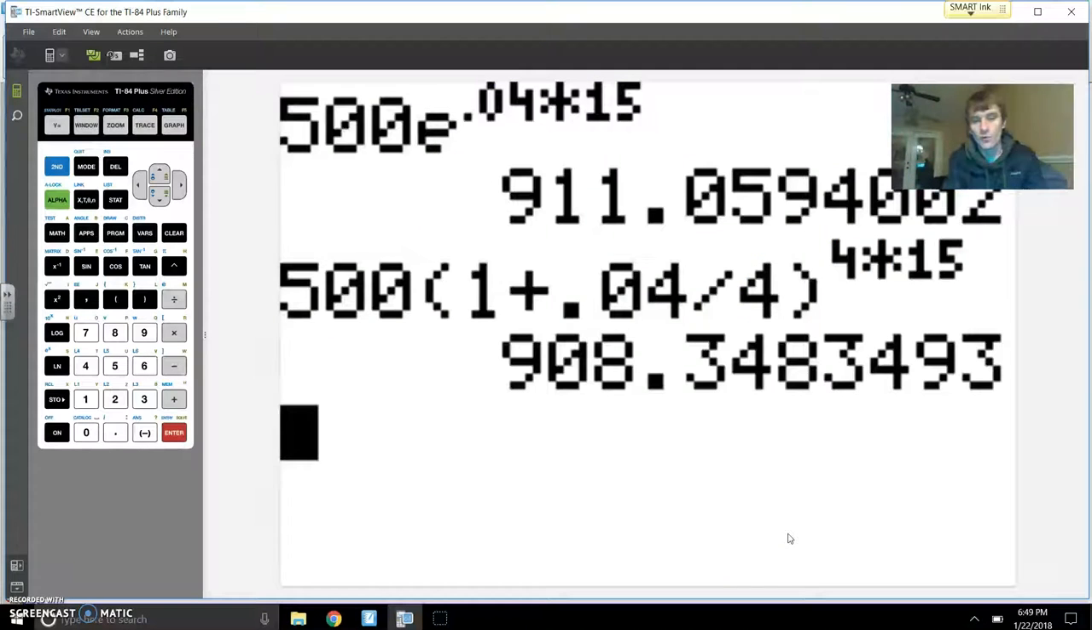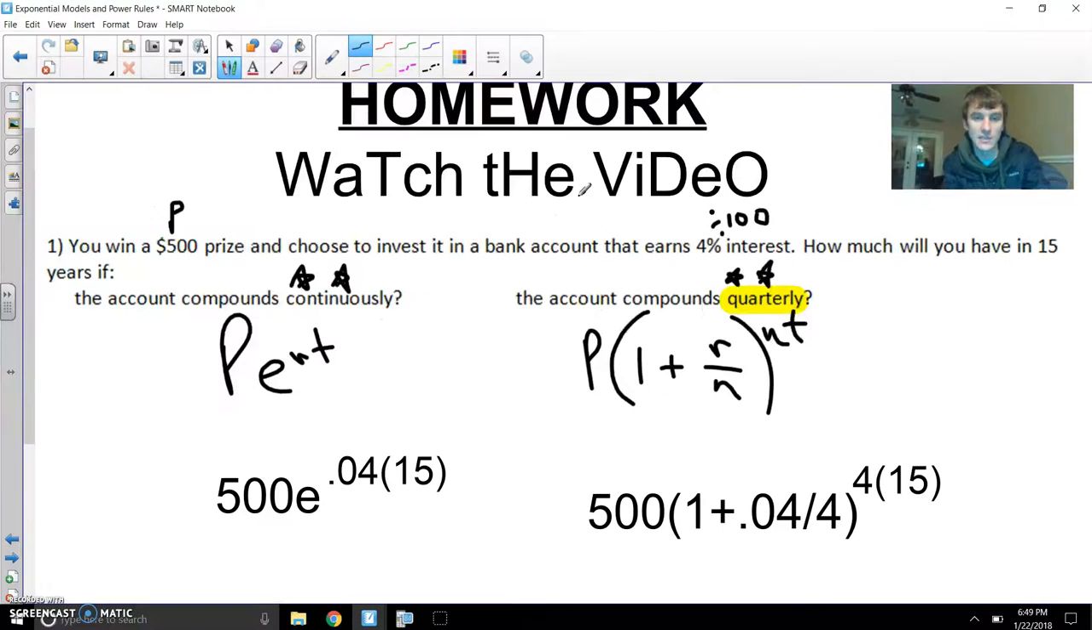And of course, you should always expect compounded continuously to be the most interest or the most gain you can have from a compounded situation. It should always be the greatest. And we see that here, 908 when it's quarterly. And then when it's compounded continuously, we see a slight increase. Not too much, but it is slightly greater because that's the most we can have in terms of interest, since the time frame is that continuous process.